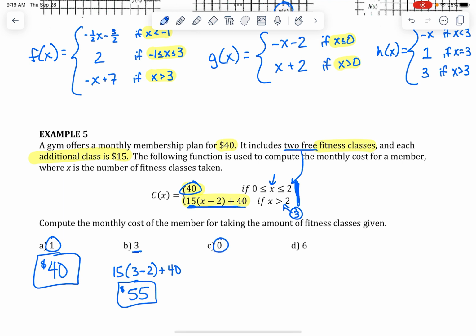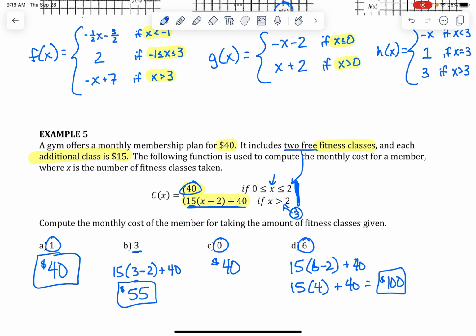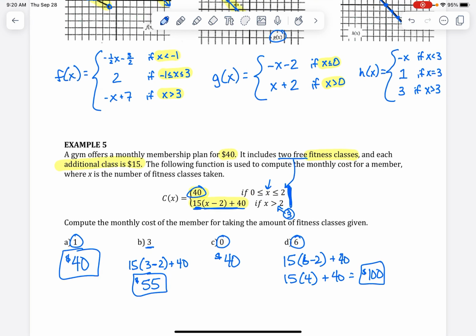Whether or not you take any class, you could take 0 classes, it's still going to cost you $40. And if you take 6 classes, you can just think of 4 groups of 15, right? You have 4 classes that you're paying for, 6 minus 2, plus 40. So you can think of it as 4 classes that you're paying for at $15, and that gives you an even $100. Okay, so I think that's pretty straightforward. The trick there, and this happens in previous years, so I bring it up now, is make sure you're plugging x into the right equation. If you plug it into the wrong equation, all bets are off, and you're going to get the wrong answer. So just pay attention, but you should be okay.